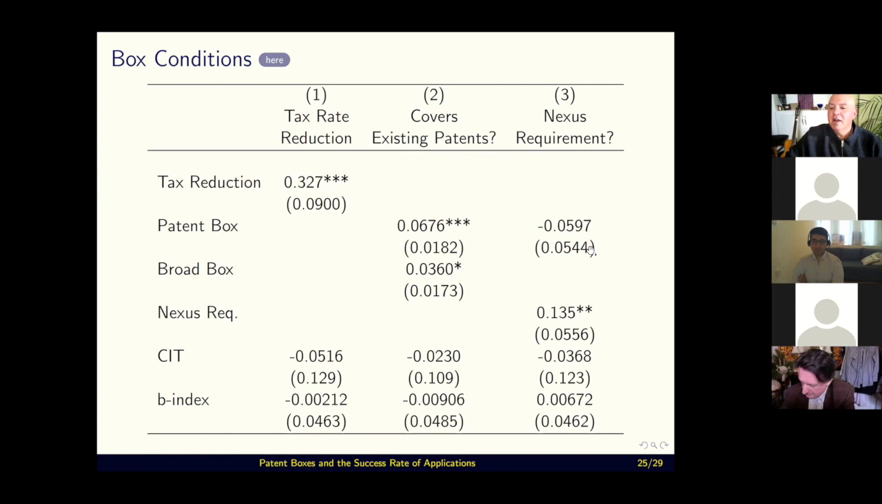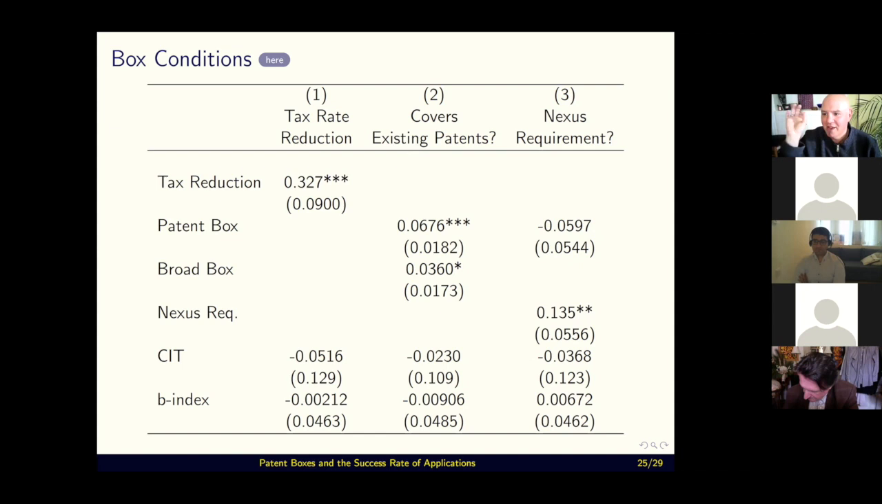Then the nexus requirements. Do you have to do the R&D locally? We actually only find a positive and significant effect for those nexus requirements. Now, you've got to take that result with a grain of salt. Non-nexus boxes may still have an impact, but 95% of the applications in non-nexus box countries are all coming from France, who had their patent box since 1971.